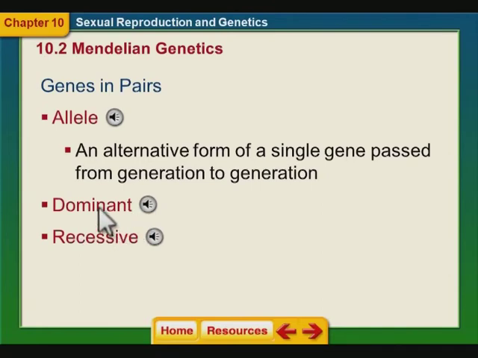The capital T would be the dominant form of the gene for tall, and the recessive would be the one that is recessive or doesn't take over, the little t. Okay, so your capital T would be one allele. That would be the dominant allele. The little t would be the recessive allele.